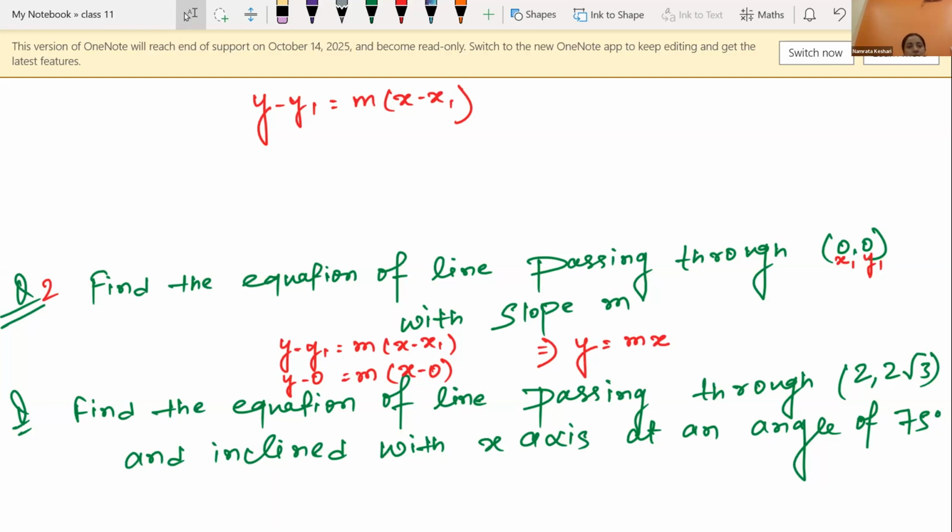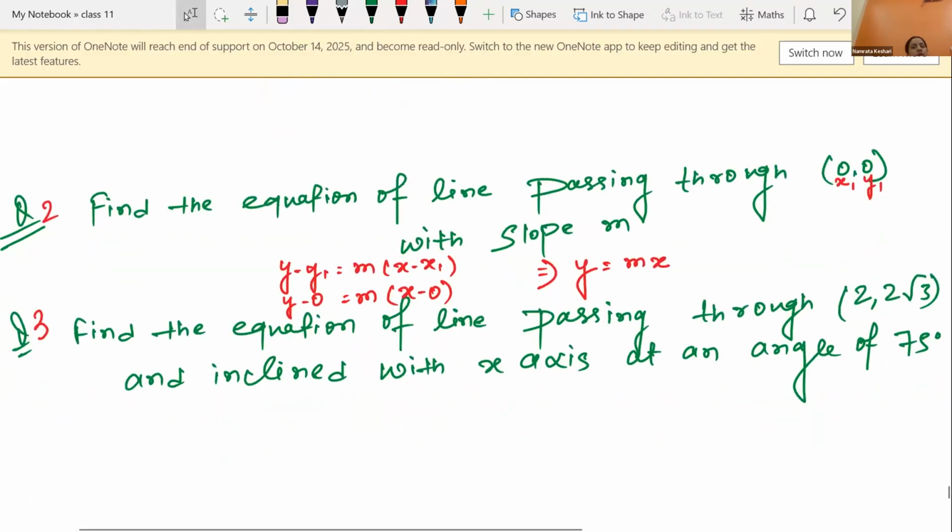Let's do number 3. Find the equation of a line passing through this coordinate, 2 comma 2 root 3. The coordinate can be anything on the number line. Actually the name is real line, where all the real numbers are sitting. So if the point is given as 2 root 3, that is completely fine. Yes or no?